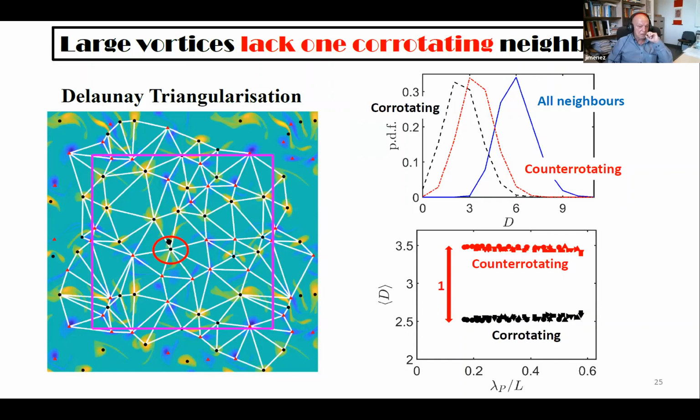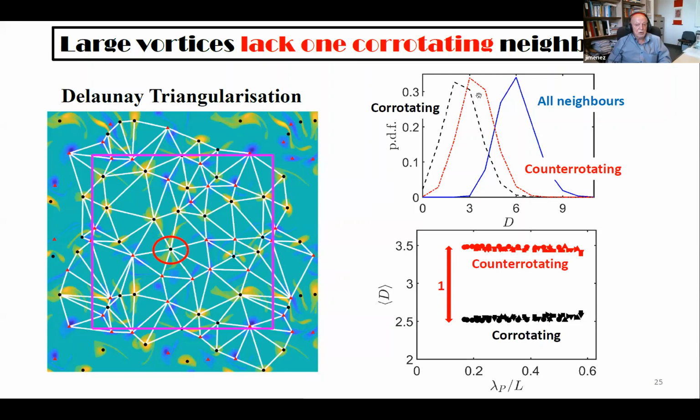But then you can go vortex by vortex and measure the number of neighbors. Of course, it's going to change: in some cases it will be four, in some cases five, six, seven, whatever. You can also count the number of neighbors of the same sign and the number of neighbors of opposite sign. When you look at the PDF of the number of neighbors, you get something like this, with a mean value of 6. When you look at the co-rotating neighbors, the distribution is this, and for counter-rotating neighbors it is this, and it is clear that the number of counter-rotating neighbors is bigger. You have more counter-rotating neighbors.